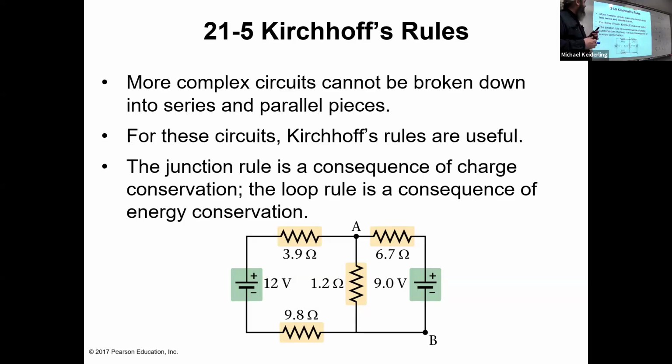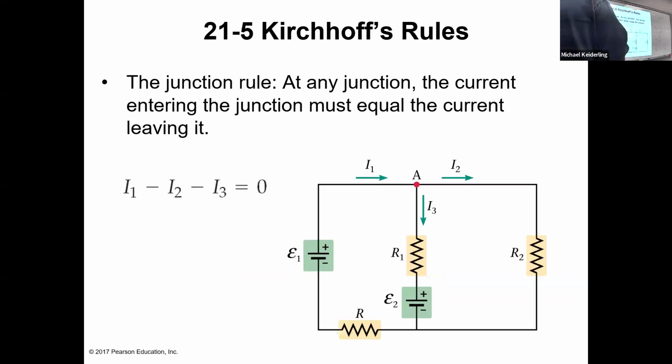So Kirchhoff's rules, there are two rules: the junction rule and the loop rule. The junction rule is a consequence of charge conservation, and the loop rule is a consequence of energy conservation. So here are Kirchhoff's rules. The junction rule says basically what goes in must come out at a junction. The current entering a junction must equal the current leaving it.